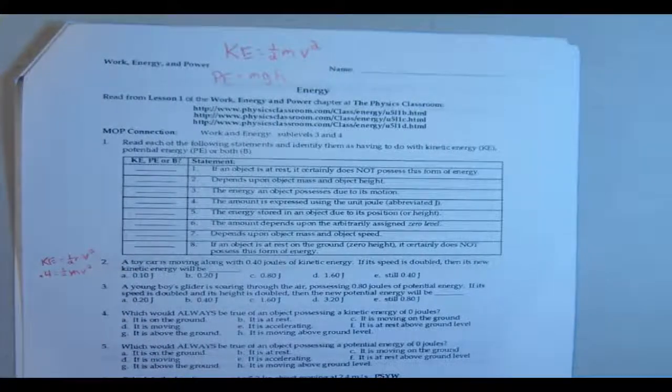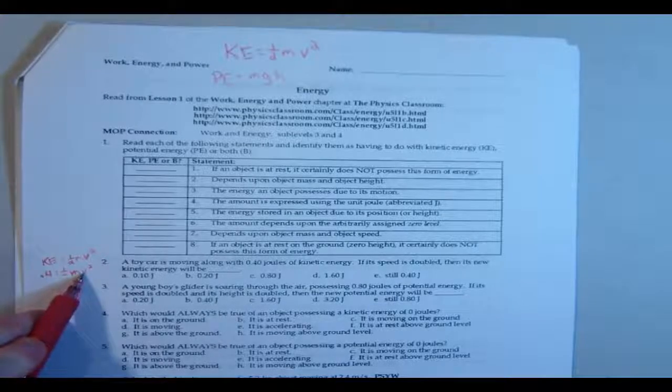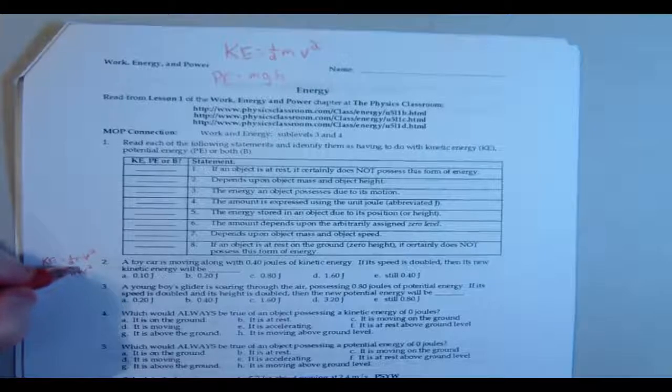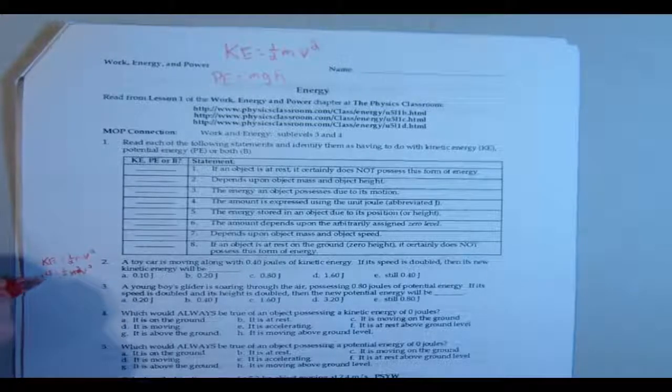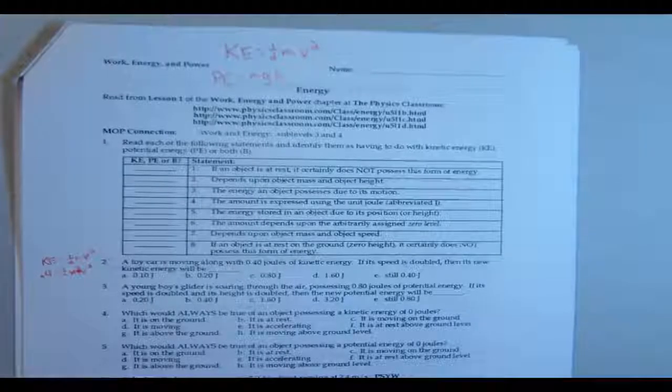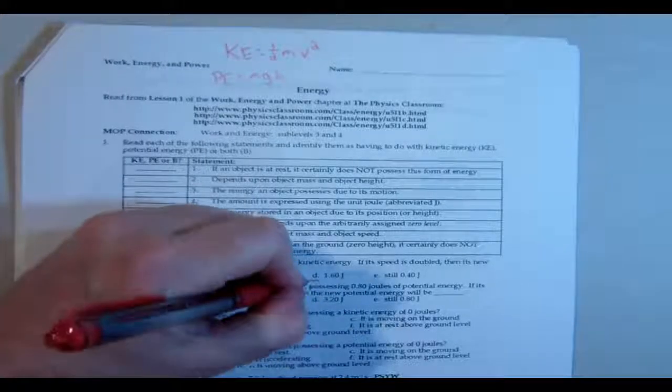If its speed is doubled, its new kinetic energy will be what? Okay, so we don't need to know what the speed is, but if we double it, there's a 2 in front of the v, and we have to square it. So 2 squared is 4, which means we times this by 4. So 0.4 times 4 equals 1.6.